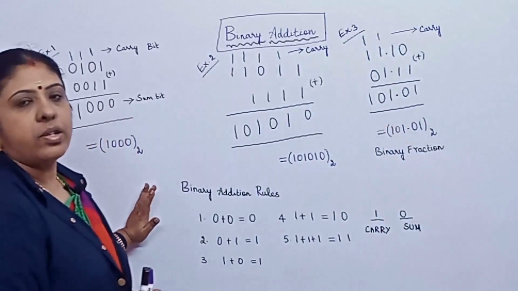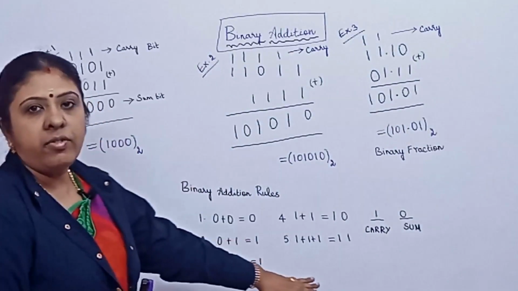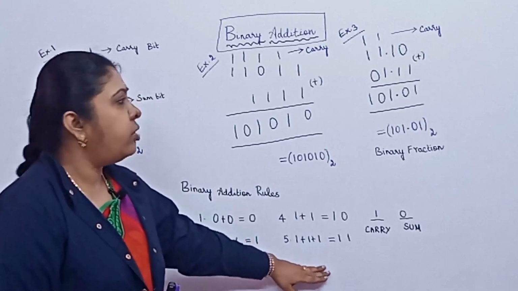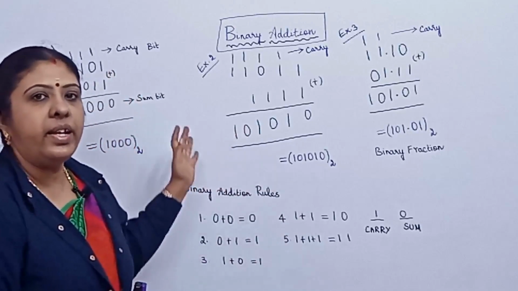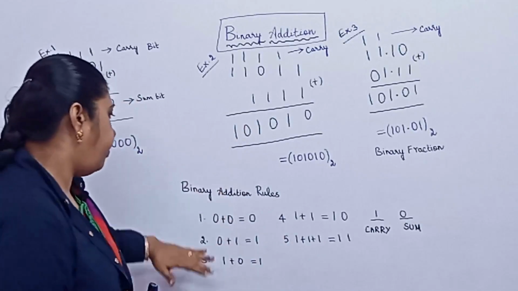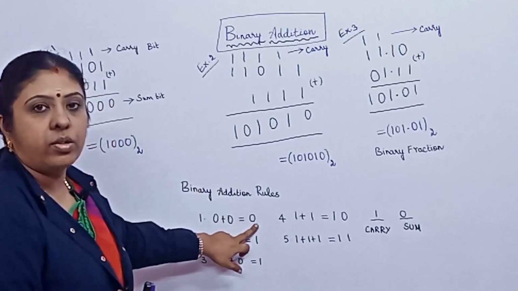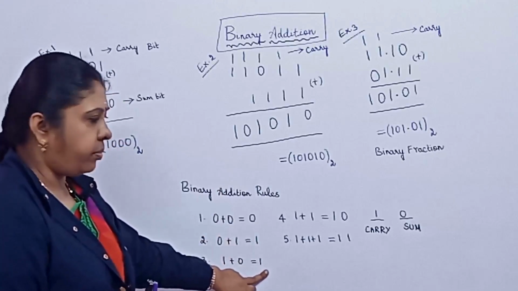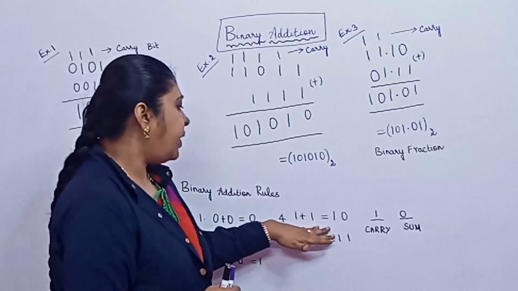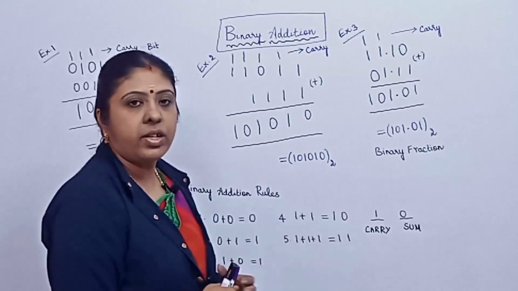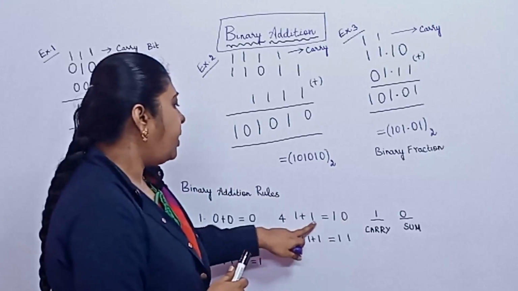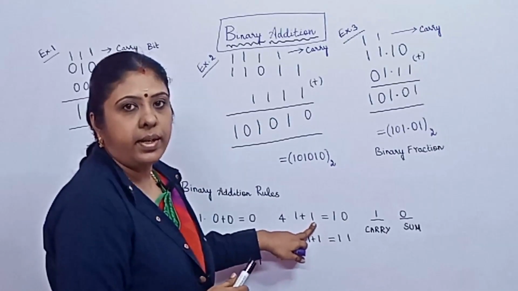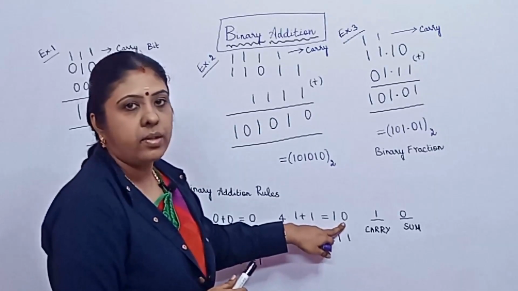In the binary addition rules, we have 5 rules. If you know these 5 rules, you can solve any example given. The first ones: 0 plus 0 is 0, 0 plus 1 is 1, 1 plus 0 is 1. Now the fourth rule, 1 plus 1, is 2 in decimal value. And 2 when represented in binary is represented as 1 0.